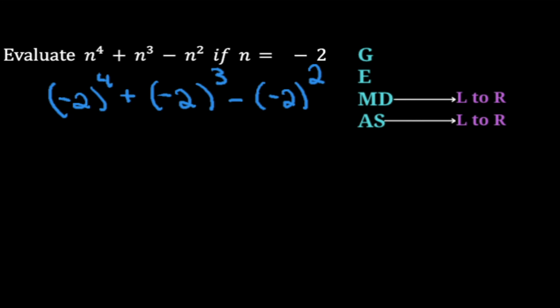Okay, again, we do not have operations to perform within the parentheses. We move on to exponents. So here we have a negative number being raised to an even power. So that means this is going to be even. So negative 2 multiplied to itself 4 times is equal to positive 16. Plus, and then we have negative 2 raised to the power 3. So this is negative 8. Minus, and we have negative 2 raised to the power of 2, which is positive 4.